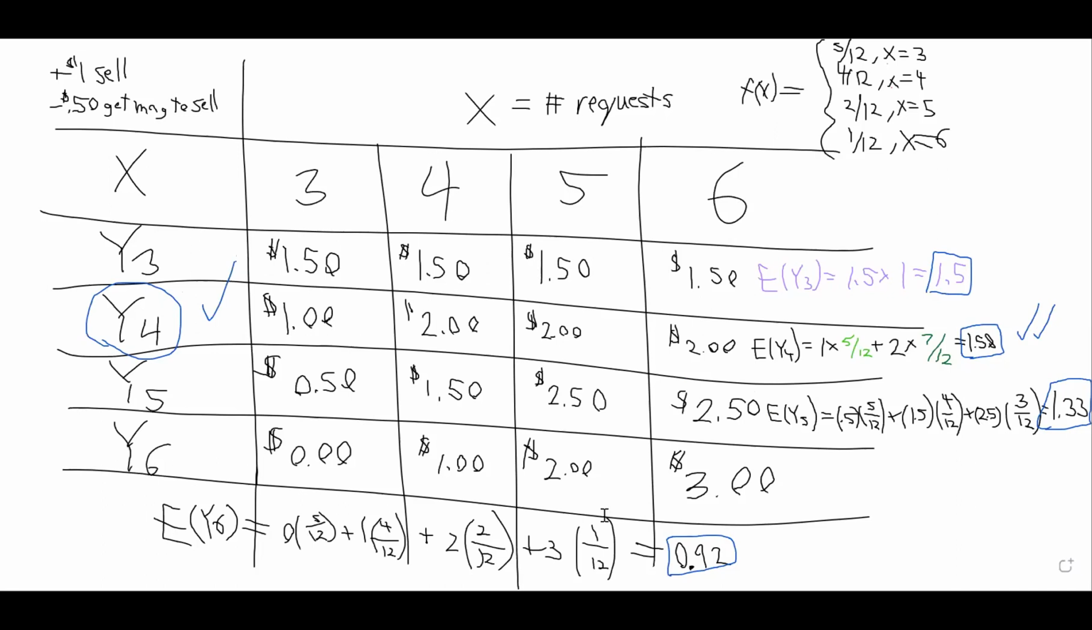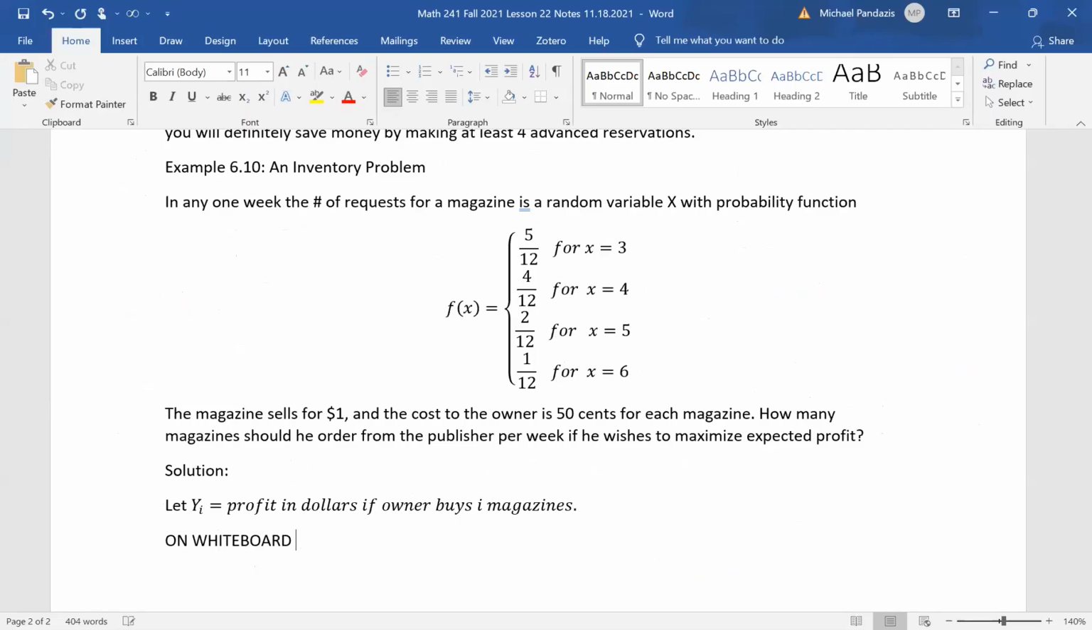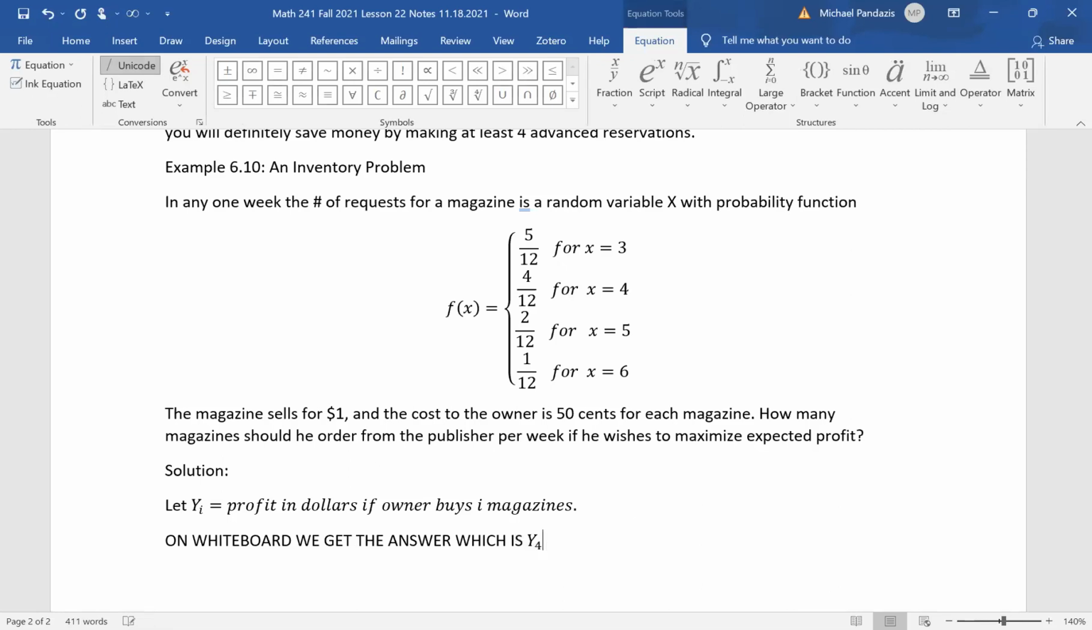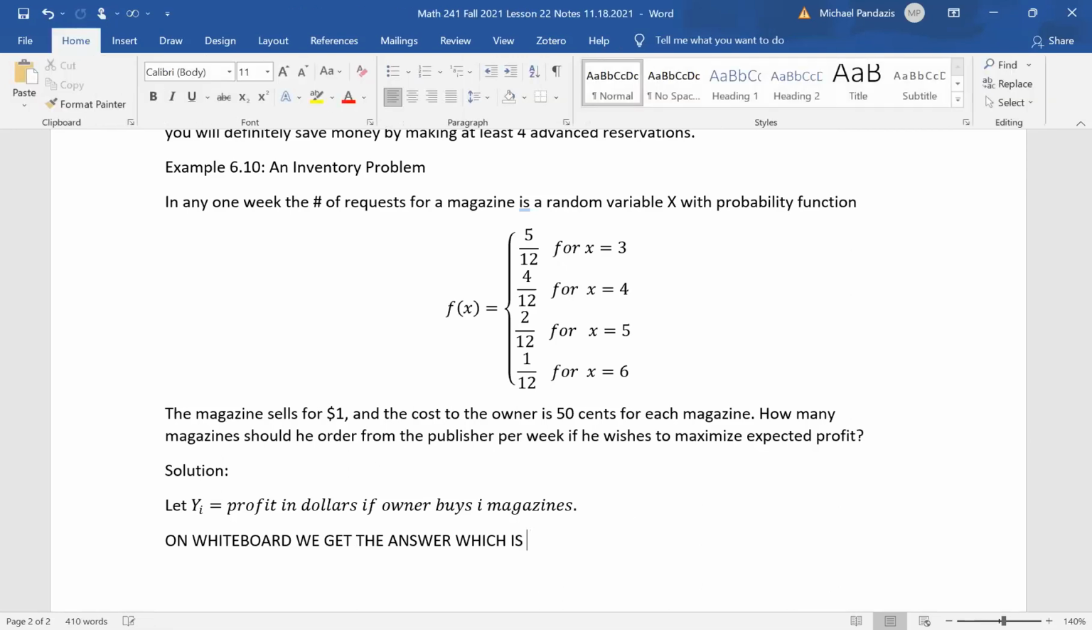Okay, so on the whiteboard, we get the answer, which is y sub 4, which is he should buy 4 mags in advance to maximize expected profit.